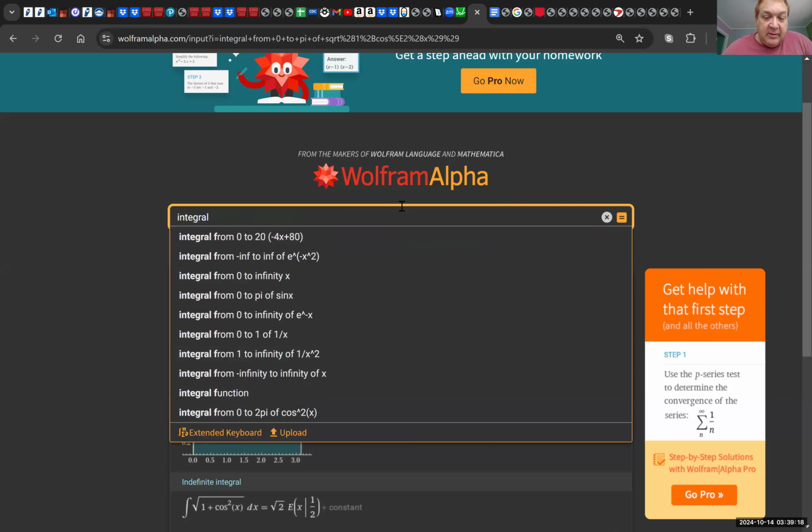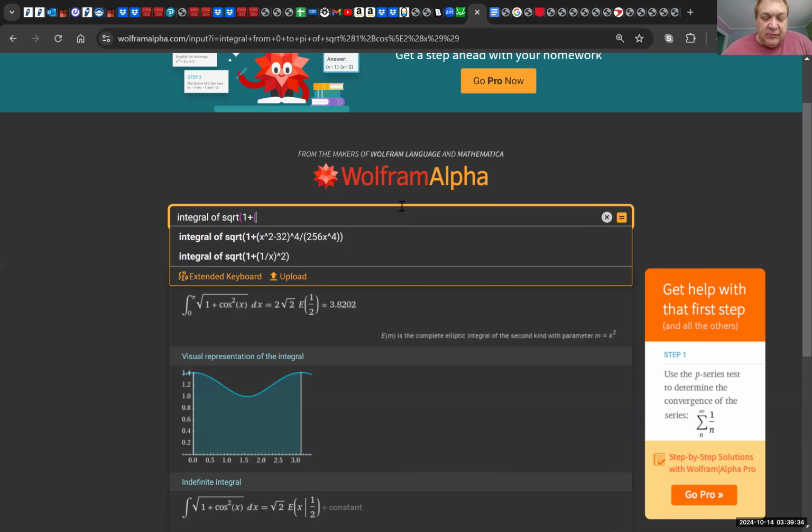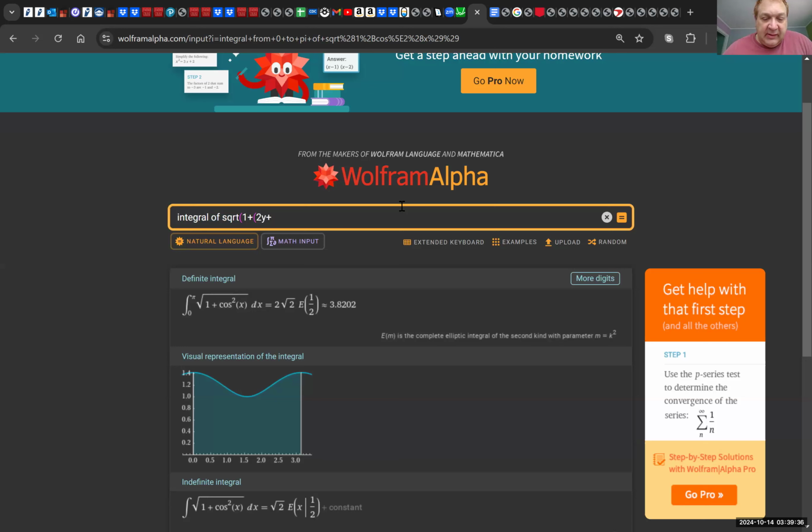Or I'll do it a different way. Integral of the square root of 1 plus, and we got 2y plus e to the y, squared, and then dy, from y equals 0 to y equals 1.